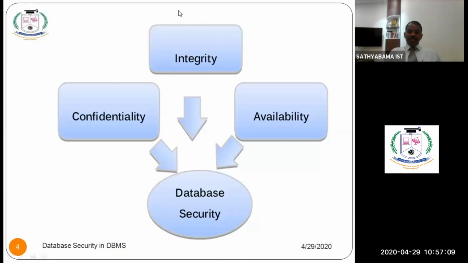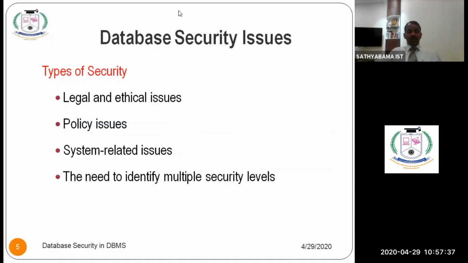If you have loss of confidentiality, loss of integrity, or loss of availability, meaning you do not have these three properties, then your database is not secure and the data is not secure. To make your data more secure through these properties, there are various database security issues that arise. First, any organization that implements security for the database components must consider the legal issues and the ethical issues, the policy issues, the system-related issues, and the need for multiple security levels.